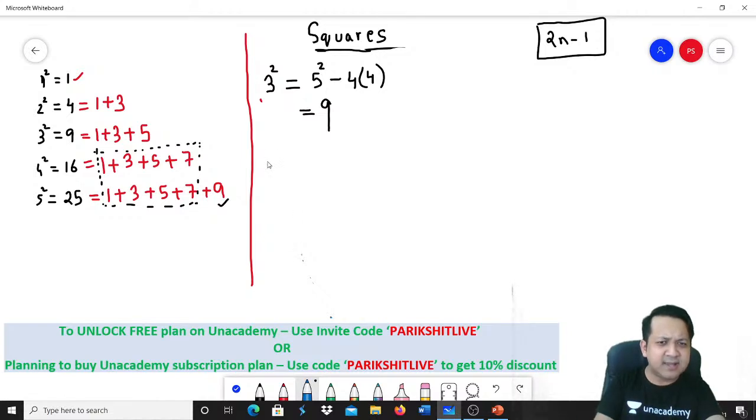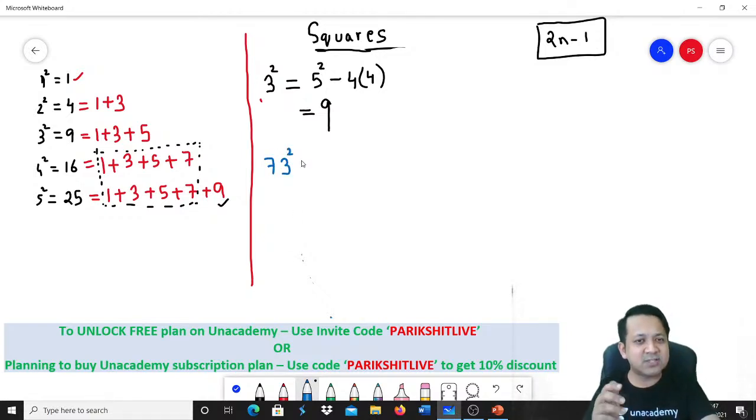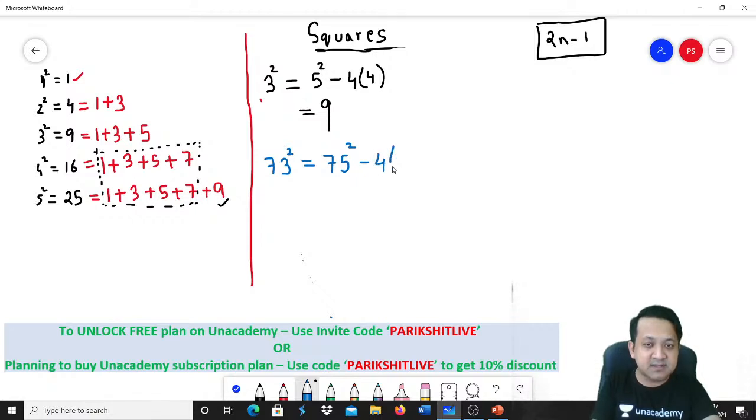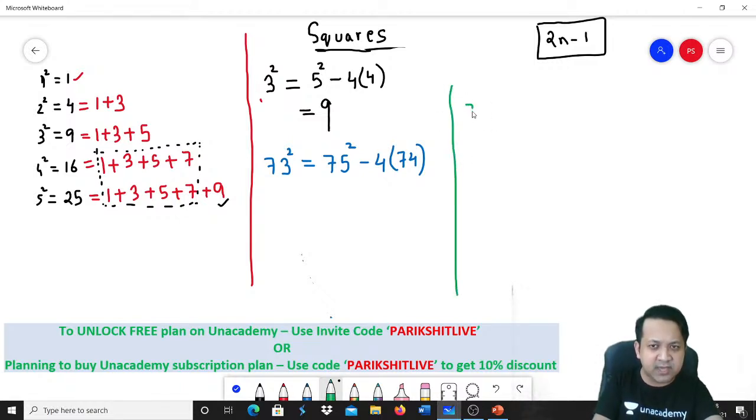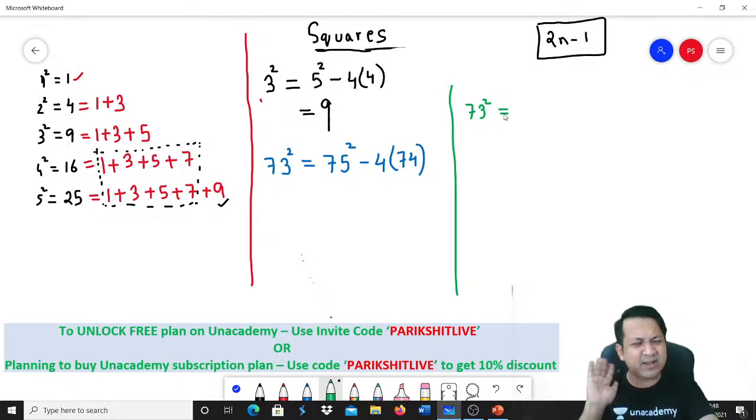Let's take more numbers. Let's say you have 73 square. Is it near to 70 or 75? It's closer to 75, right? So immediately I will say, you know what? 73 square will be 75 square minus 4 times 74. Why? Again, you should not be having a doubt. I'm sure some of you are having a doubt. If you want to expand this, logically you think 73 square must be the same as 73 square.